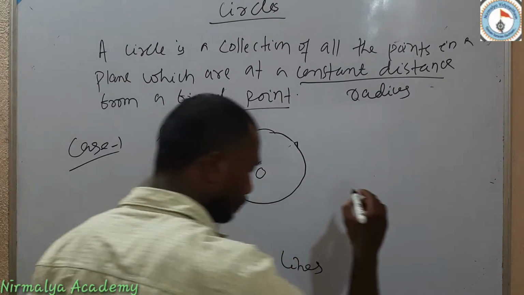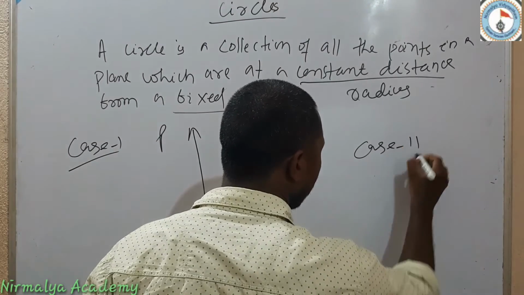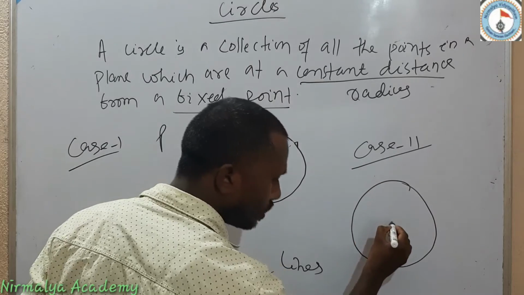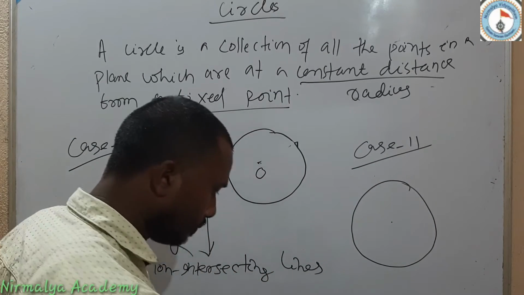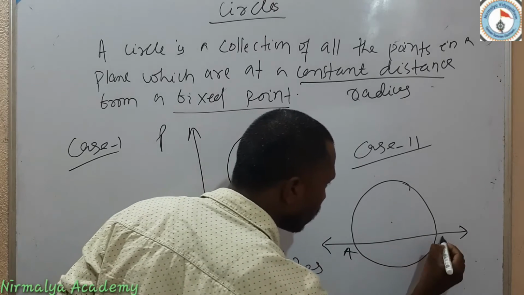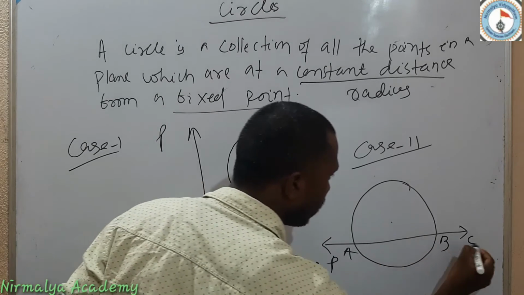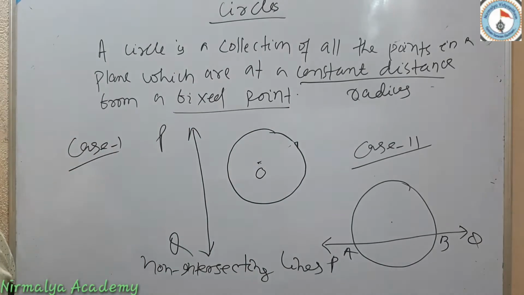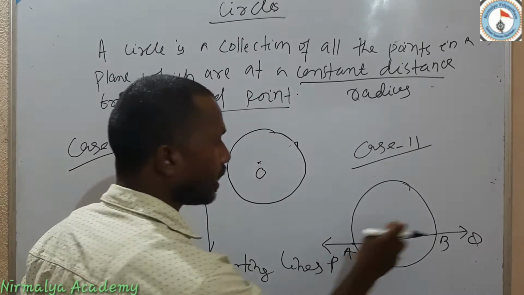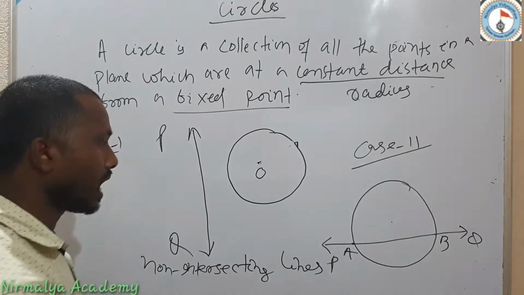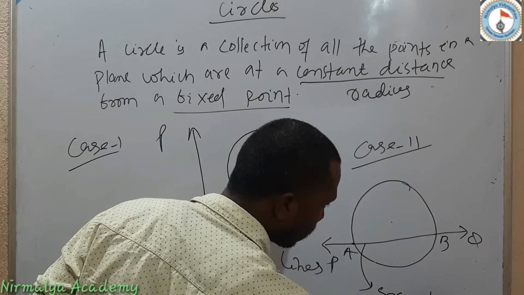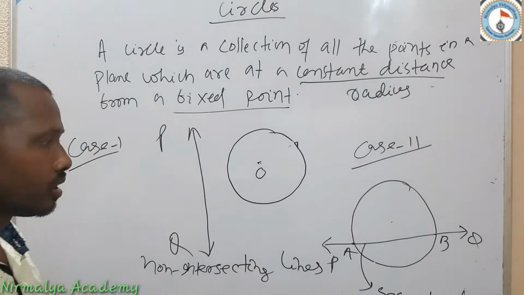Second situation, case 2. A circle with center O and there are two common points between the circle and the line segment PQ. In this case, there are two common points between the circle and the line, A and B. So in this case, the line segment is said to be secant of the circle.